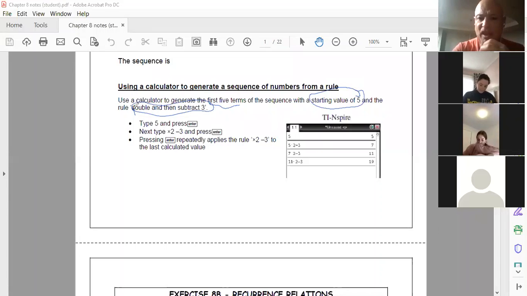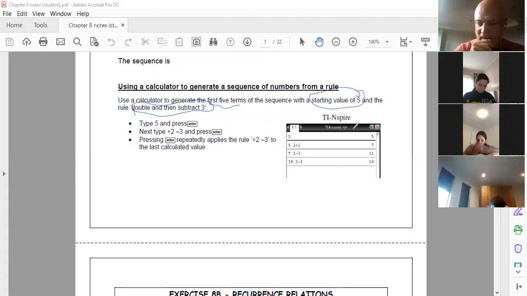Okay. In your calculator page, so get to your calculator page, please. I want you to type the starting value, which in this case is number 5. So type 5 and press enter. Once you do that, it stores it on the right there, just like this one here. Okay, I'm going to give about 5 seconds for people to make sure they've done that.